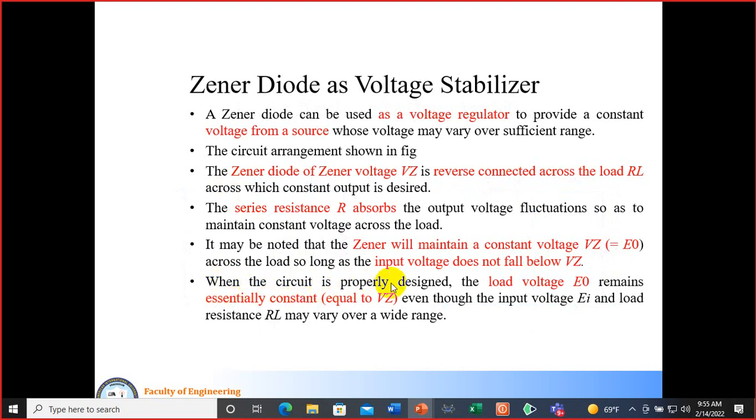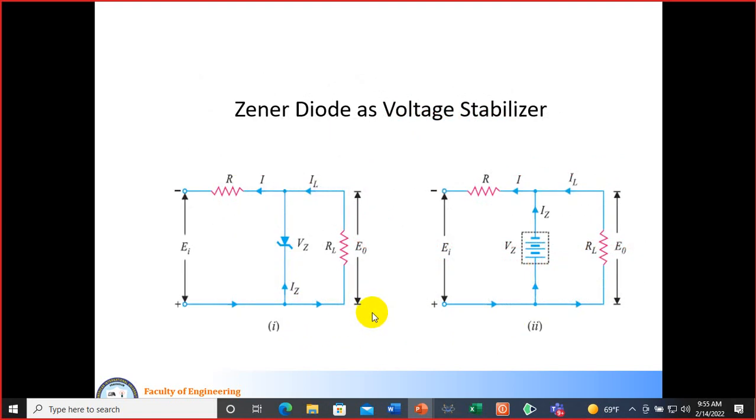When the circuit is properly designed, the load voltage E0 remains essentially constant, equal to VZ, even though the input voltage EI and the load resistance RL may vary over a wide range. So in your practical situation, sometimes the load resistance can vary, and the source voltage can vary over a wide range, yet the applied voltage across the load will remain fixed. So the zener diode can be used as a voltage stabilizer, and it is widely used in practical applications.